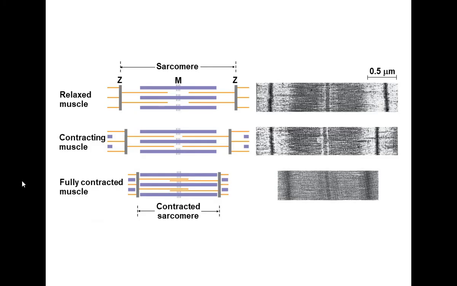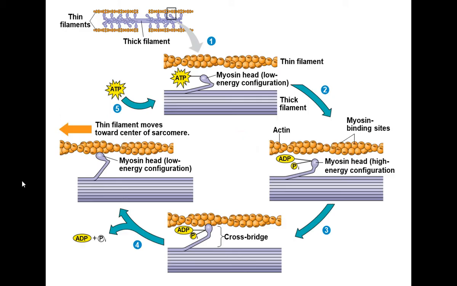So there's your relaxed muscle, and then you have your contracting muscle. You can see the actin filaments are moving closer together. And then when you've reached a fully contracted muscle, your sarcomere is much, much smaller because it has contracted as far as it can go.